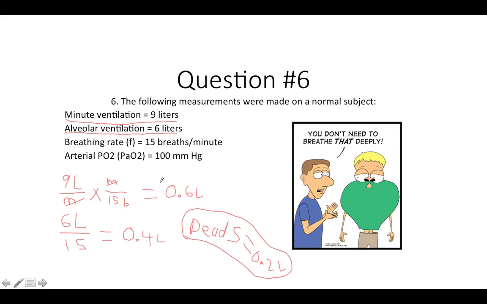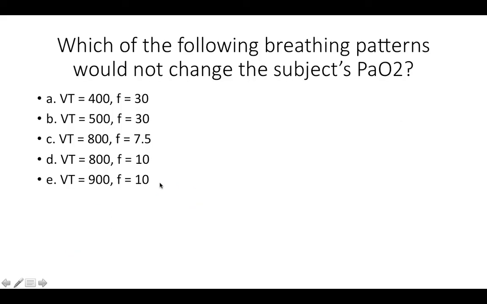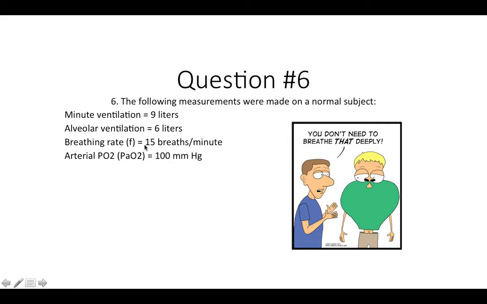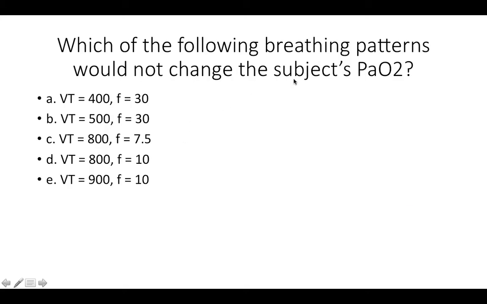So if we move on here to this next little slide, where we're given 5 different options, the question is which of the following breathing patterns would not change the subject's PO2. So in other words, which of the following breathing patterns will have the same alveolar ventilation of 6 liters or 6,000 milliliters, because in here you can see these tidal volumes are given to you in milliliters.